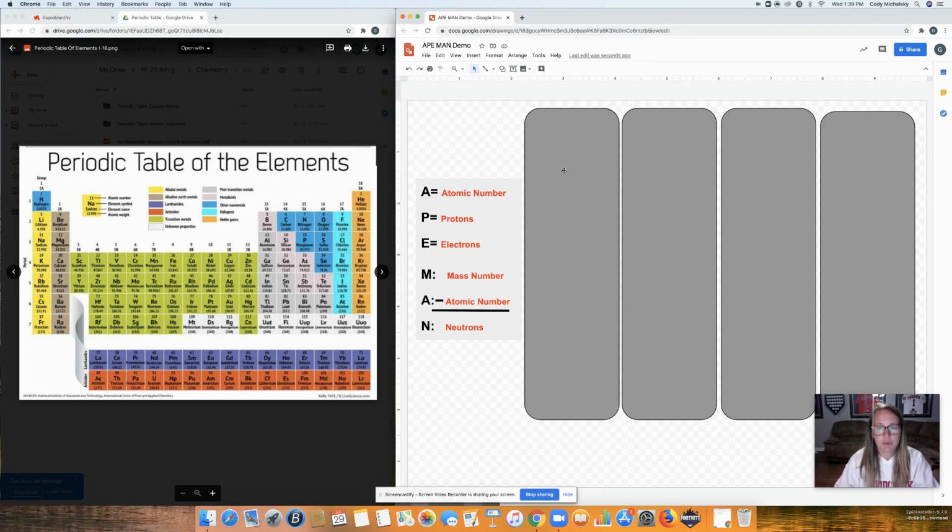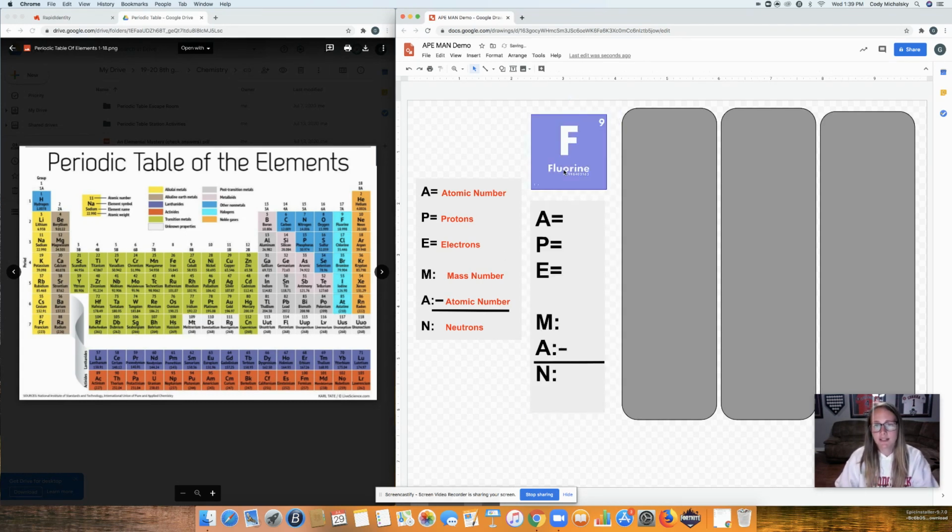All right, so let's do an example. Our first example is going to be fluorine. It has an atomic number of 9 and an atomic mass of 18.9. So let's do APEMAN. Remember, the A stands for atomic number. My atomic number was 9. That means fluorine has 9 protons and 9 electrons. Your A, P, and E are equal to each other.